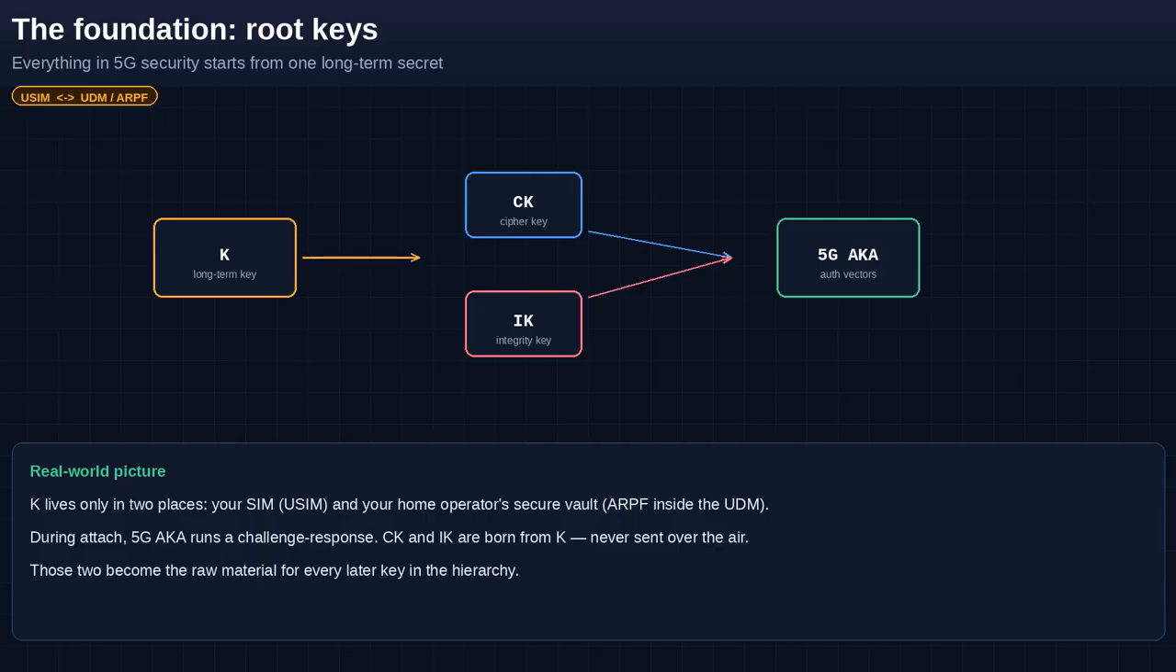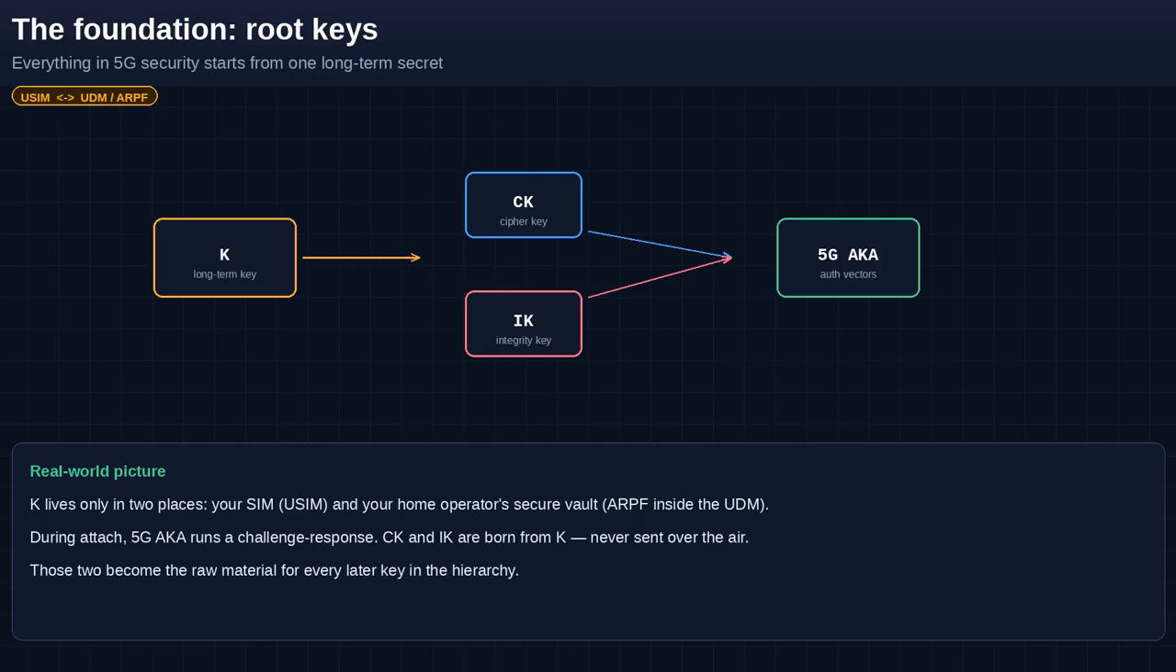When you attach, the home network runs 5G AKA, authentication and key agreement. From K, it derives two intermediate keys, CK, the cipher key, and IK, the integrity key. The USIM computes the same CK and IK from the same challenge. Those two values are the raw material for everything above them in the hierarchy.